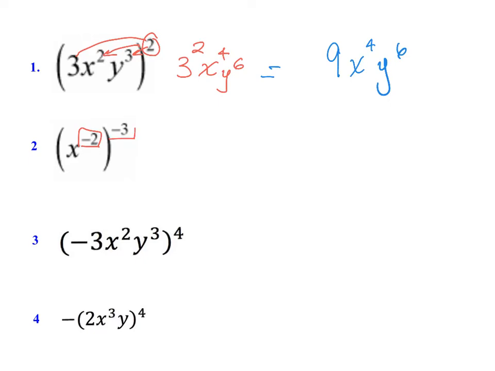So here we have x to the negative 2 raised to the power of negative 3. Same power to power rule, so power to power multiply, and you get x to the negative 2 times negative 3 gives you positive 6. And since you already have a positive exponent, you just leave it as is. Go ahead and pause it, try the next one.